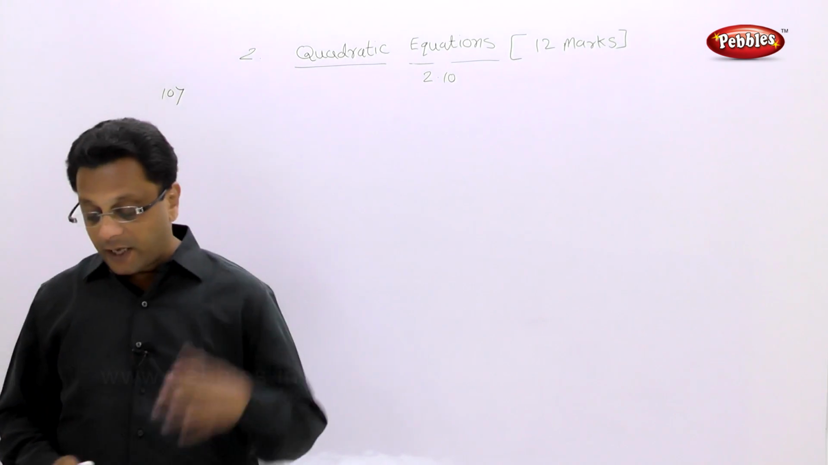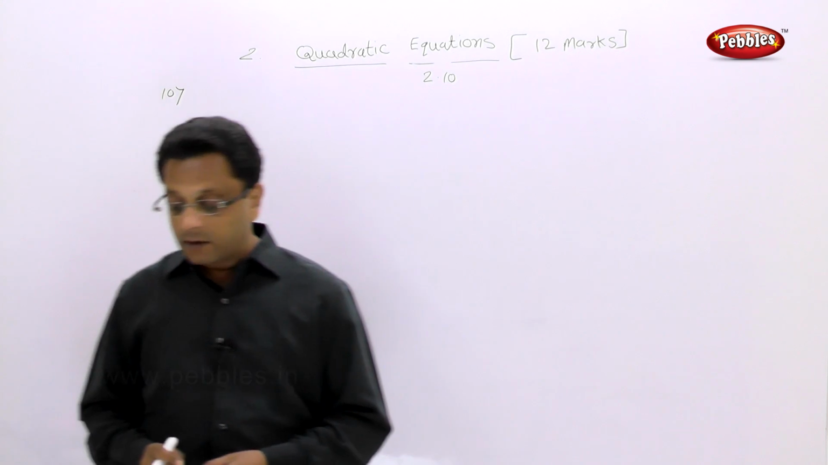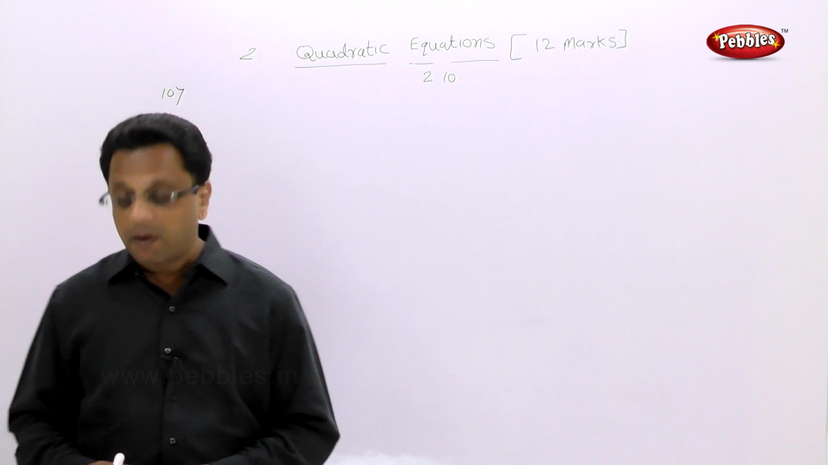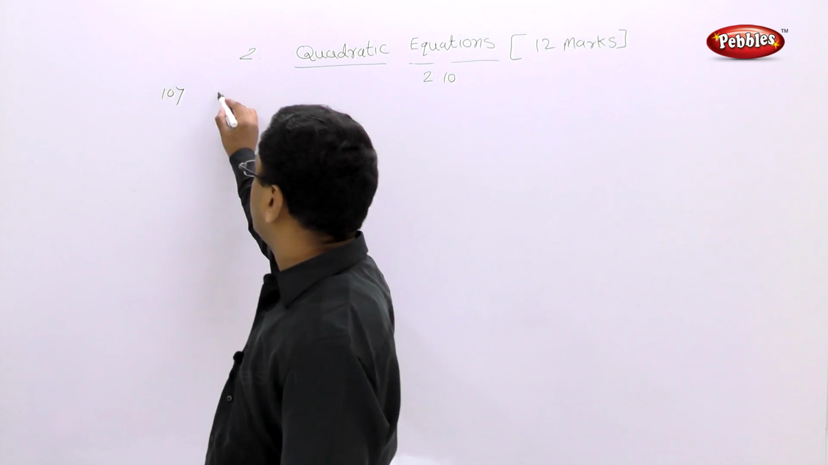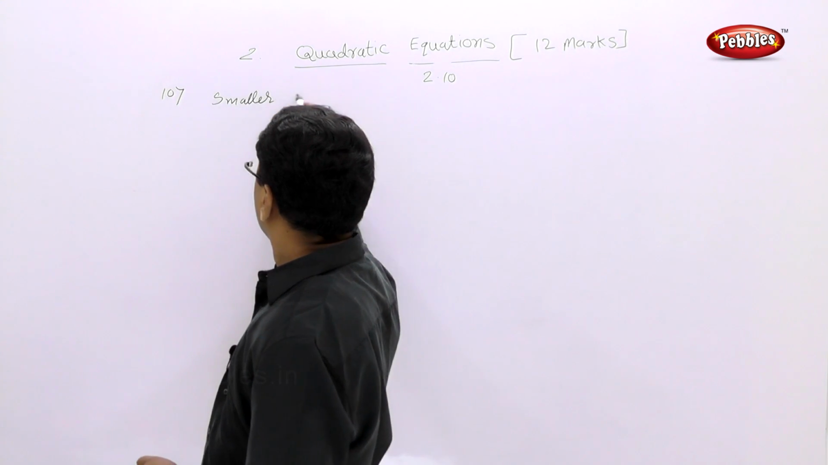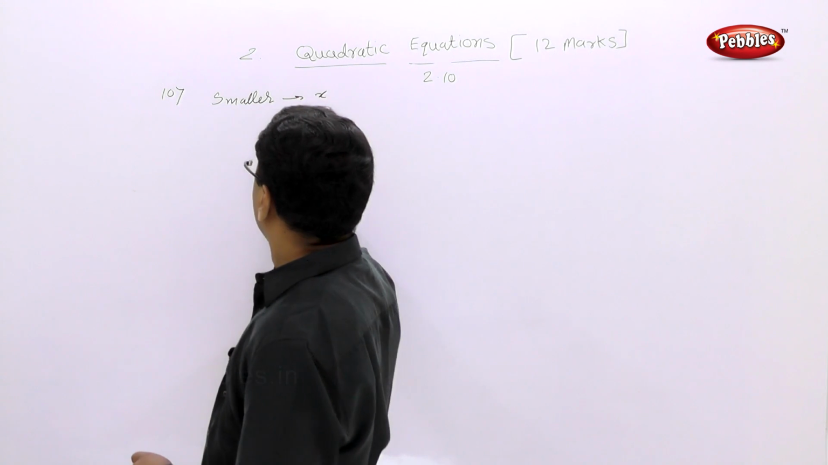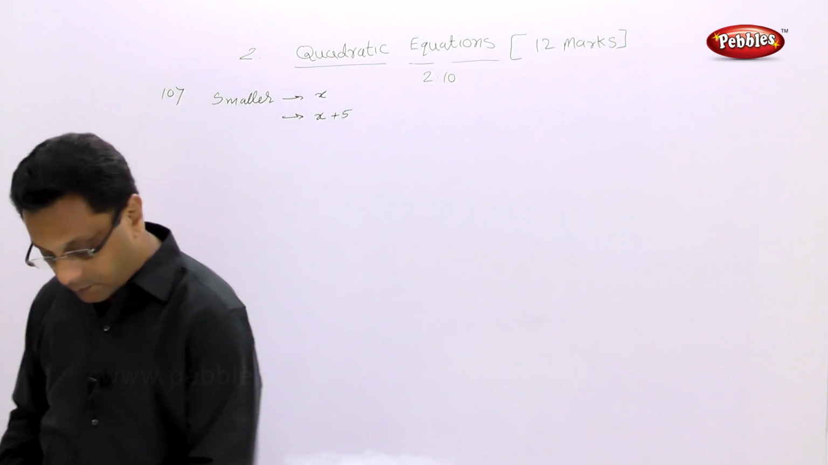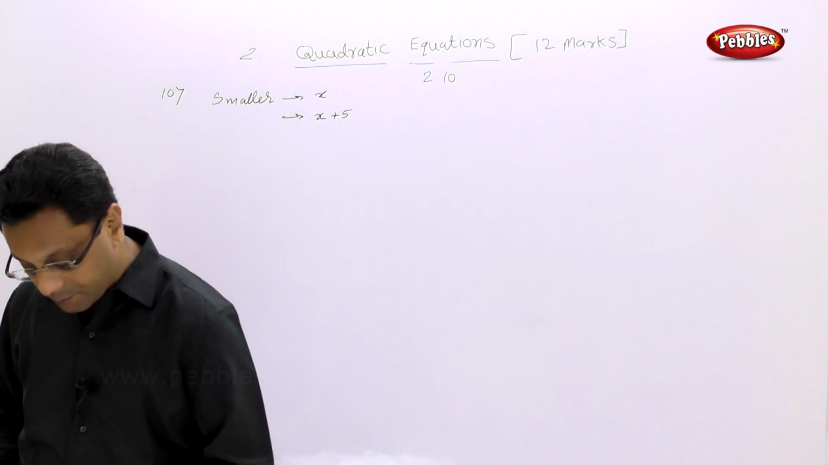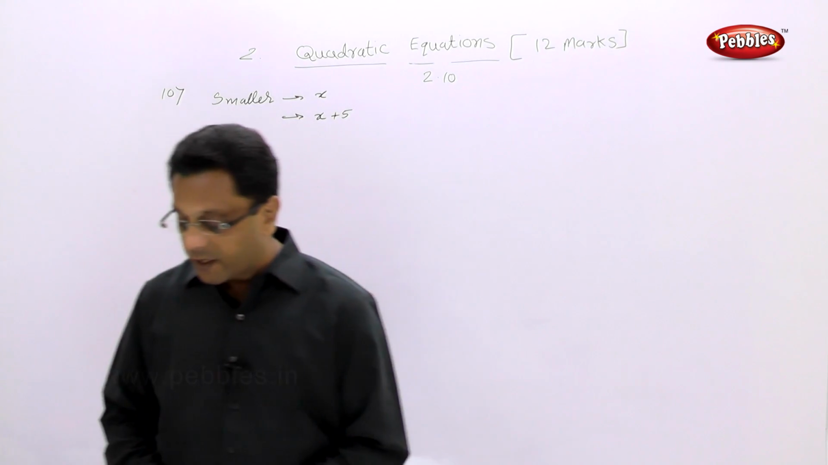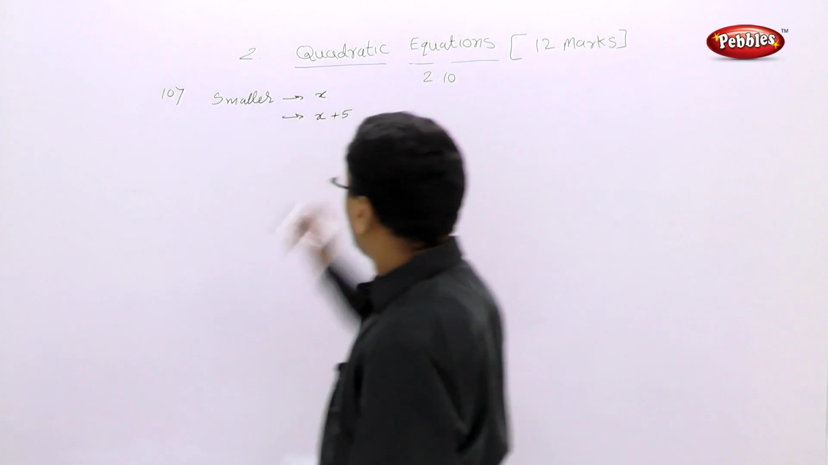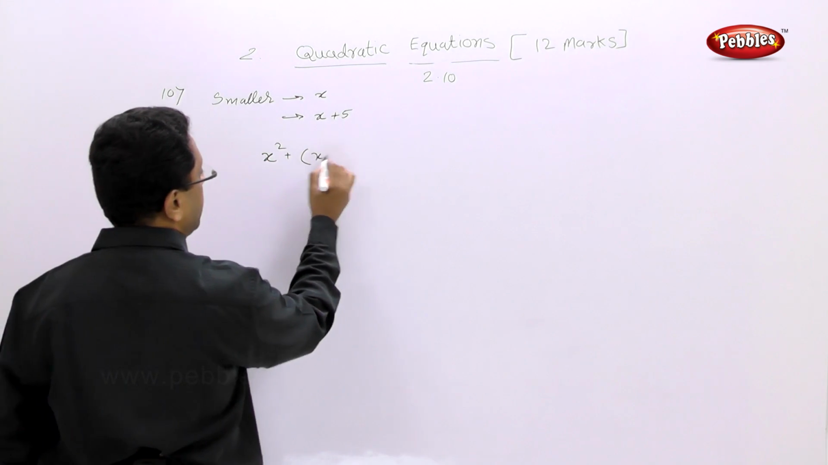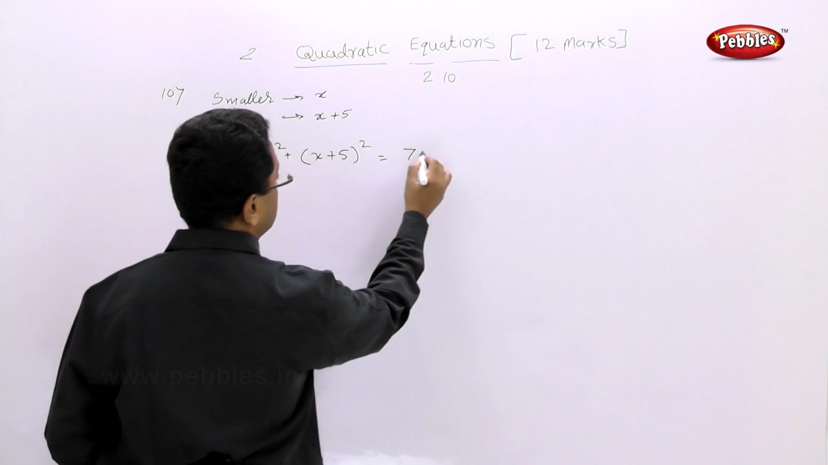The 10th example: a natural number is greater than the other by 5. So if the smaller number is x, then the other number is x plus 5. Further they say that the sum of their squares is 73. The sum of squares of these two numbers is 73. So x square plus (x plus 5) square is 73.